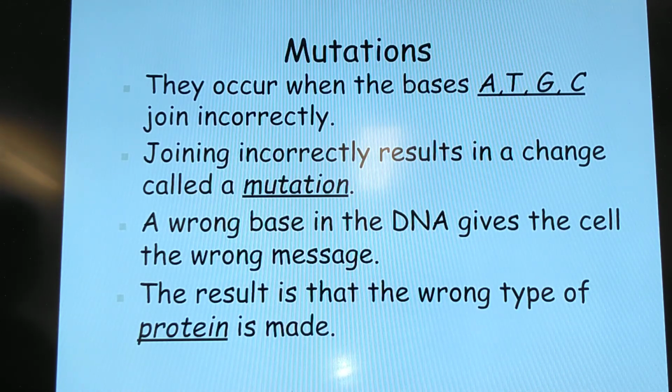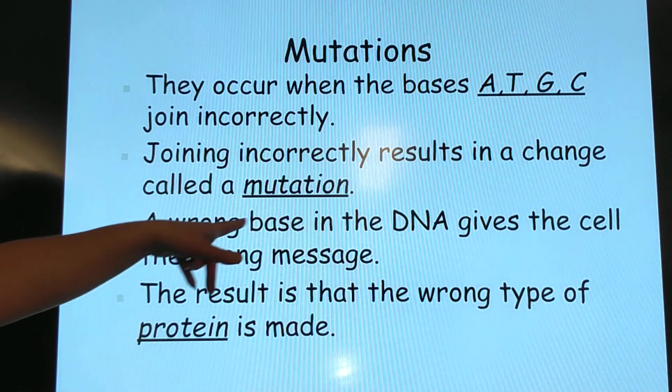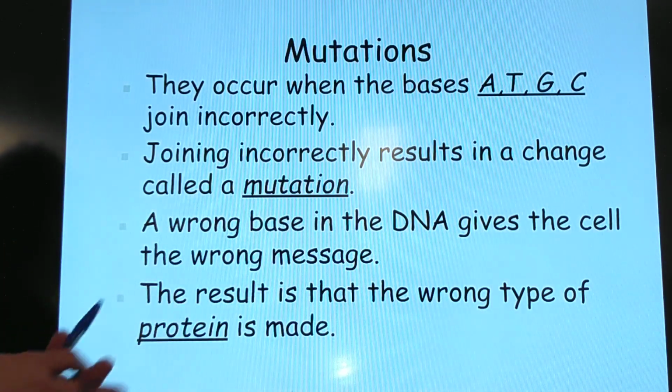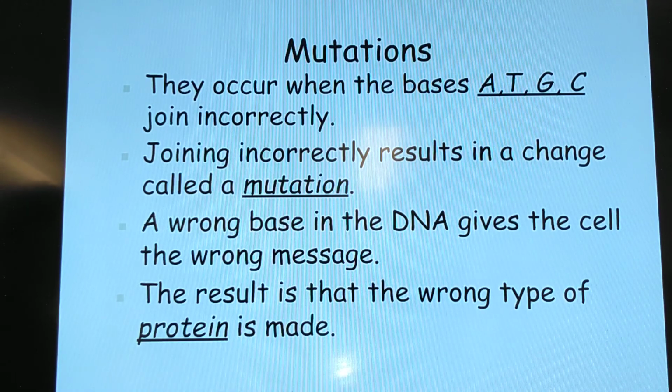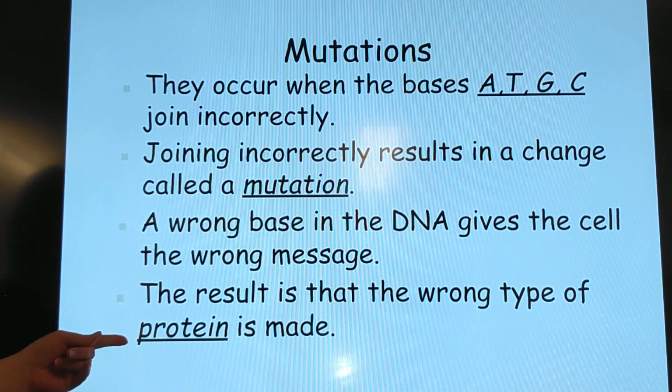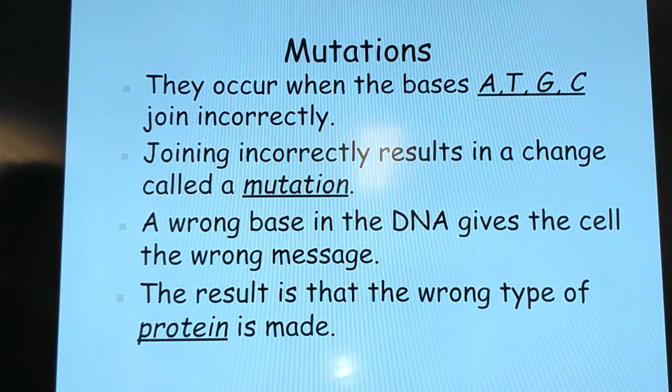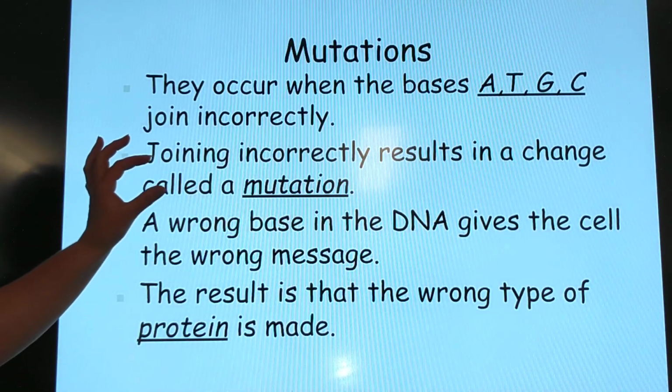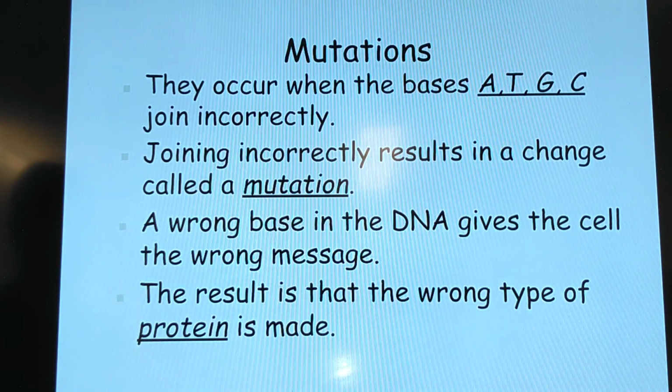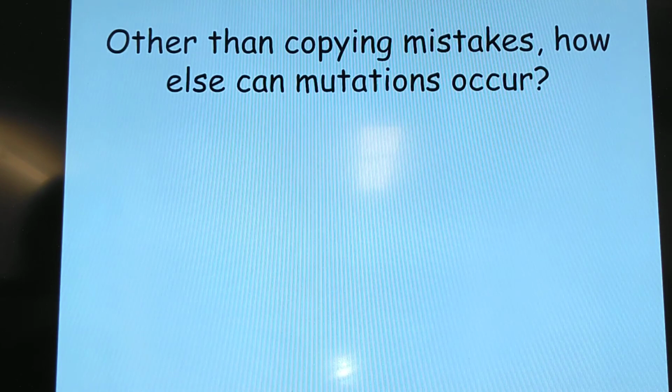Okay, so mutations. A wrong base in a DNA, so maybe the DNA was copied, something happened, and there was a miscopy when a cell was replicating, and maybe a wrong base ended up in the DNA, and then that would mess up everything from there on out. If there's a wrong base in the DNA, it's going to give the cell the wrong message, and the result will be the wrong type of protein. It's all going to go back to that DNA code. If there's a base that's wrong here, then something's going to end up wrong with it. Sometimes it can be dramatic, and sometimes it's just a little thing that doesn't even change anything.